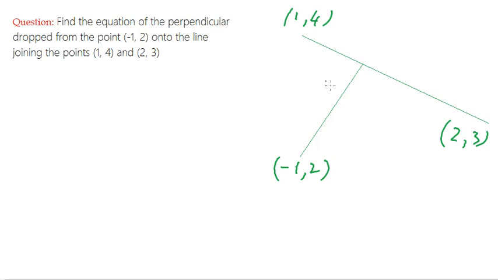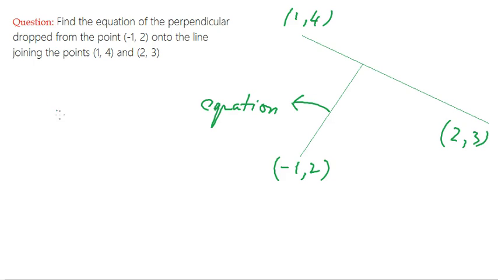Okay. So they're asking you the equation of this particular line, the perpendicular line, the equation of this line. Okay, so let's see how we go about this. Let's see how we solve this.